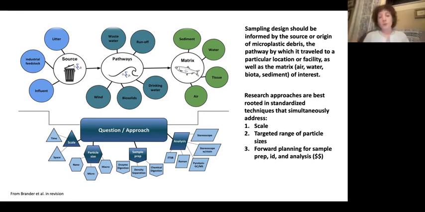Or there are a number of different labs, including ours, that will process samples for external studies for a fee. But just something important to keep in mind, because it's something you would need to budget for, to plan for, and you want to make sure you can analyze an adequate portion of your samples in order for those data to be publishable. So research approaches are really best rooted in standardized techniques that simultaneously address scale, a targeted range of particle sizes, and then again, like I was saying, forward planning for sample prep, ID, as well as analysis.